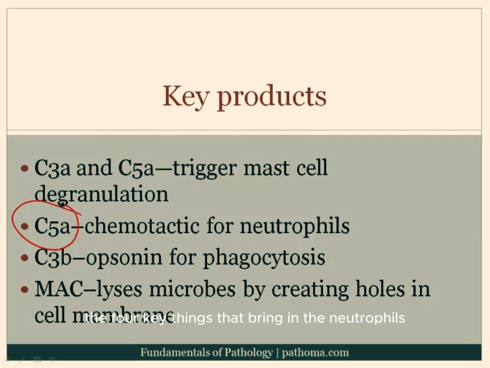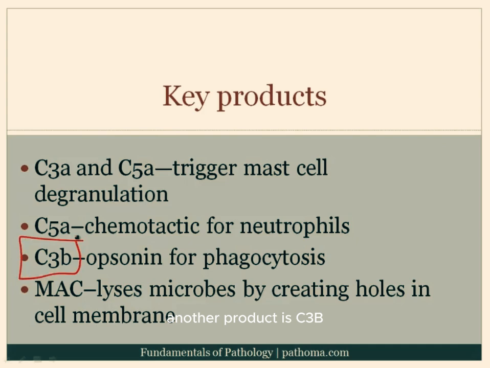So those are the 4 key things that bring in the neutrophils. Now, another product is C3b, which is an opsonin for phagocytosis. What's an opsonin? Basically, remember that when the neutrophils get into tissue, the way by which they destroy things is going to be phagocytosis. They go in there, they consume things, and then they destroy that which they consume. So that's called phagocytosis, to eat things from the outside world.